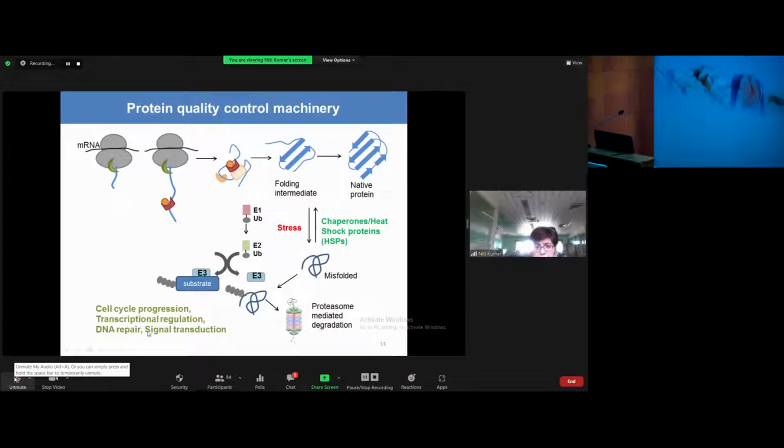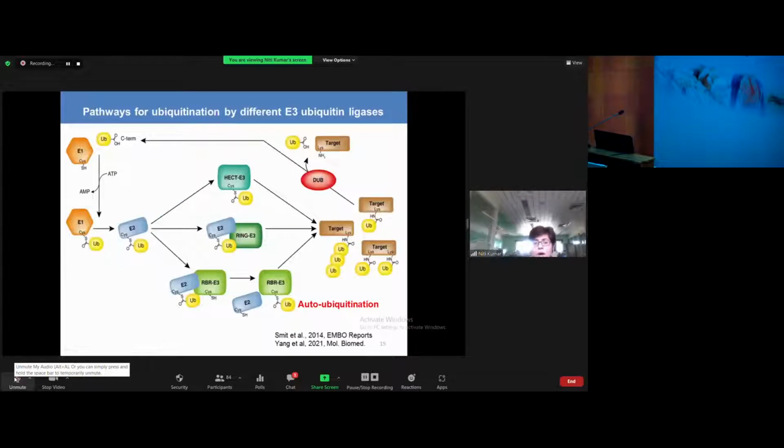Of late, there has been evidence suggesting that ubiquitination or ubiquitin-like modifications also play a very important role in cell cycle progression, transcriptional regulation, DNA repair, and signal transduction. As you know, E3 ubiquitin ligases catalyze the final step of transfer of ubiquitin to the substrate molecule, and these E3 ligases provide the substrate specificity. Among the E3 ligases, there are three major classes.